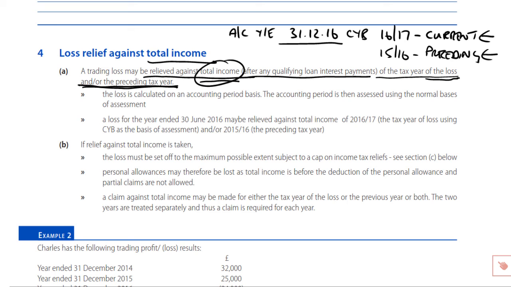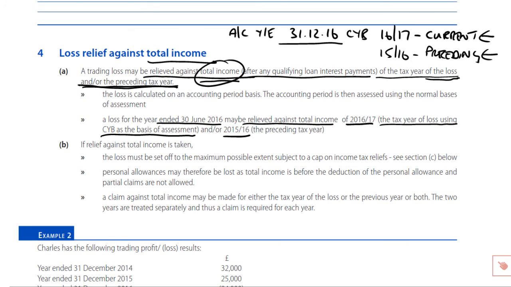Another little example, a loss for the year ended 30th of June 16. When will that be assessed? 16-17, so we can relieve against the total income of the tax year of loss, using again our current year basis as the basis of assessment. If 16-17 is the current year, then as we've just seen, 15-16 must by definition be the preceding tax year.